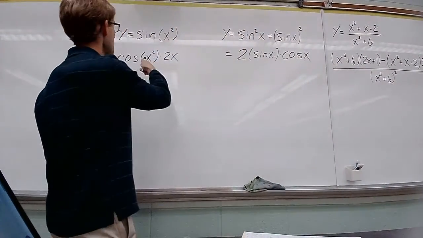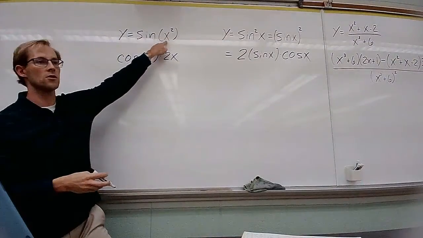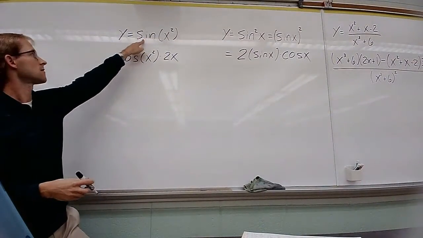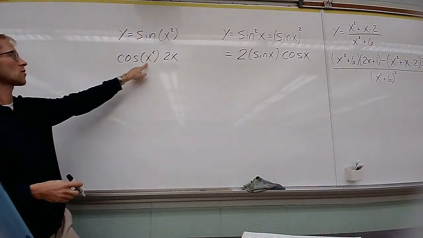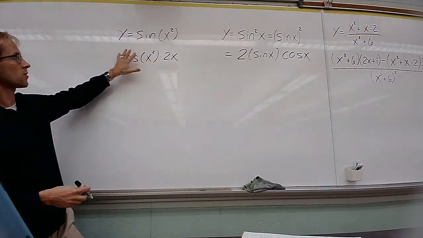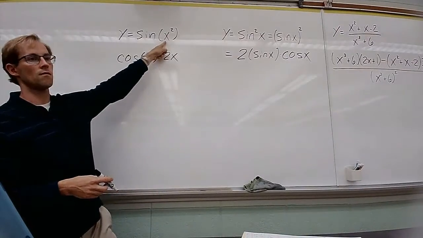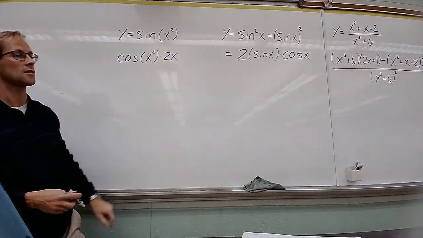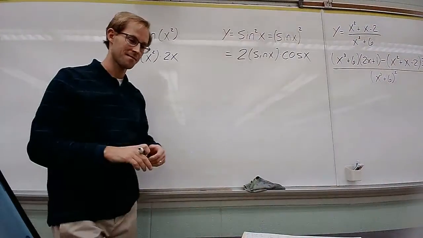So sine of x squared, this is the inner function, this is the outer. Oh, so we do the outer function first. That's cosine. Inner function remains the same. And multiply all that by the derivative of the inner function, which is the derivative of x squared, 2x. Sound good? Yep. All right.